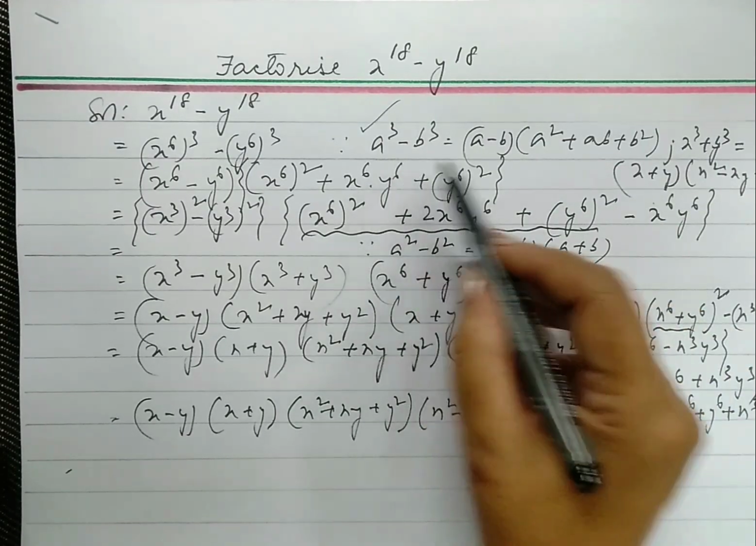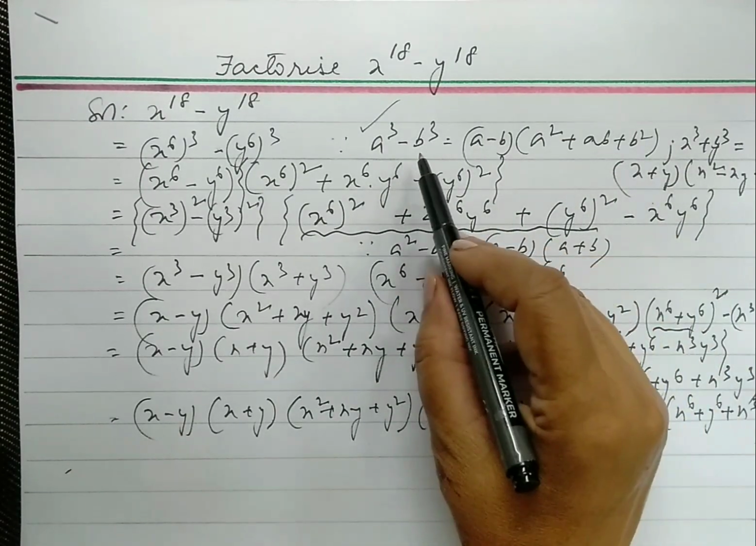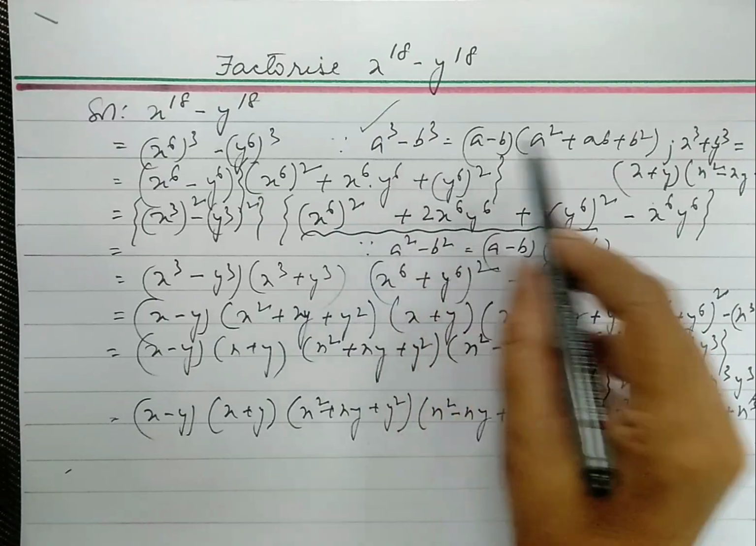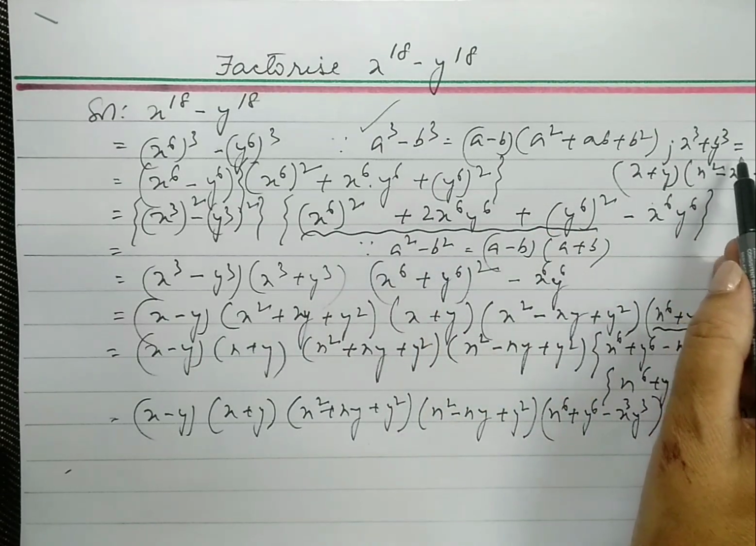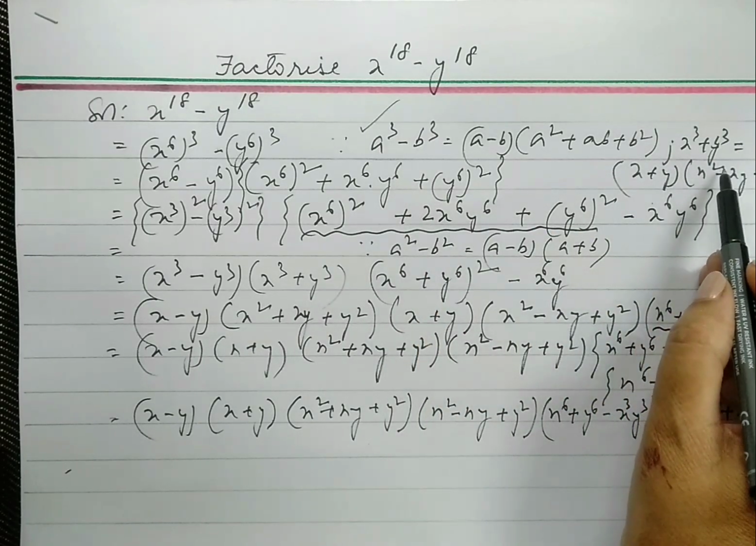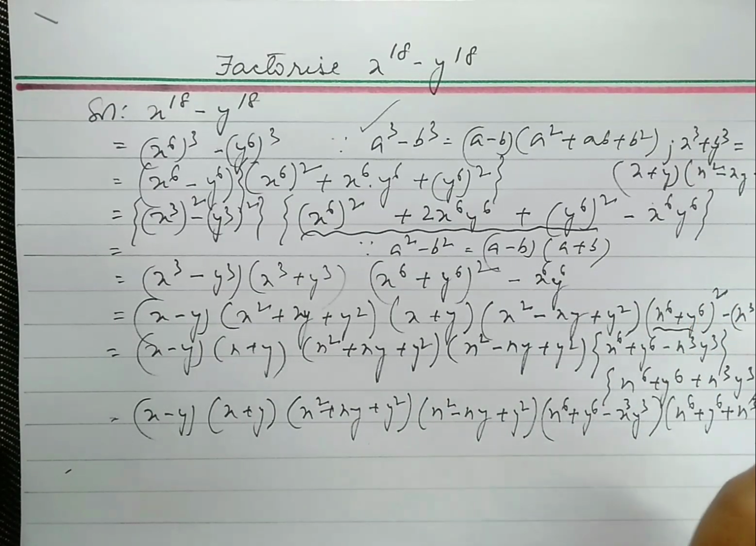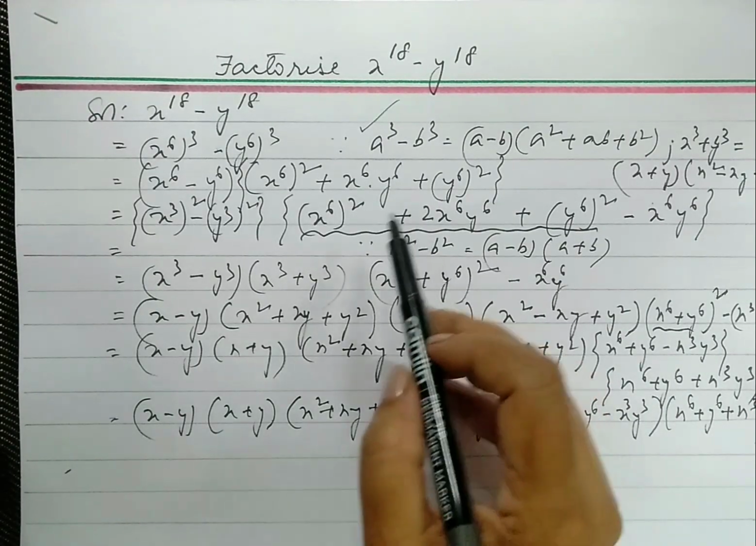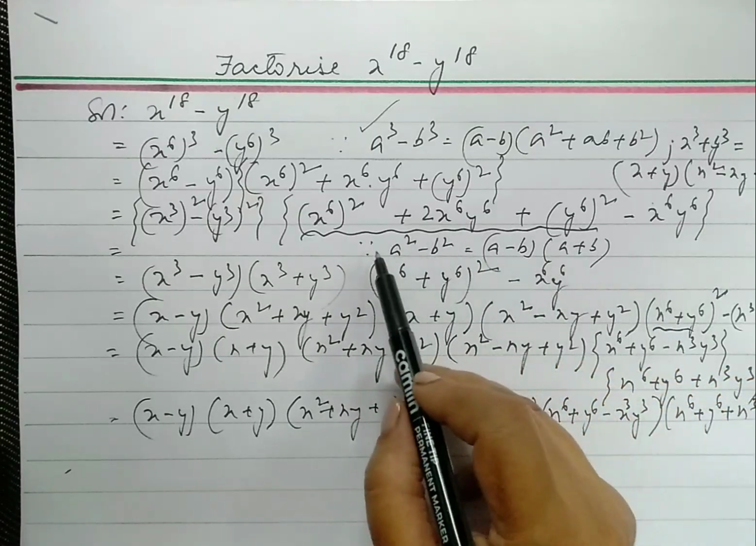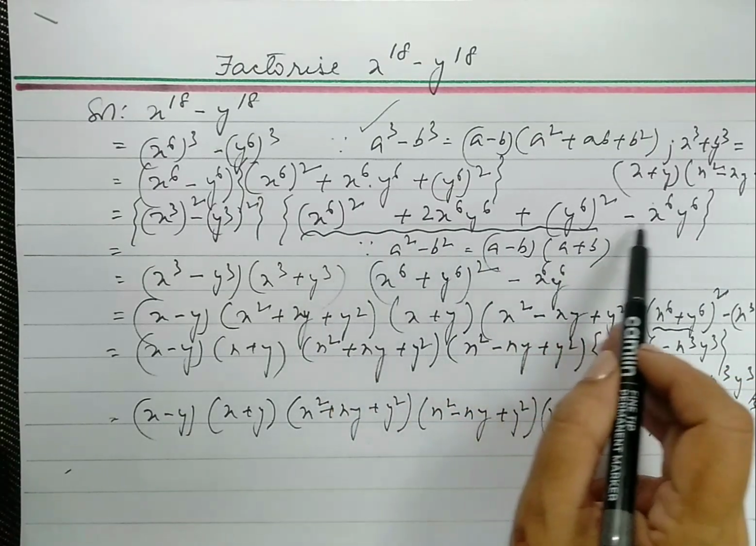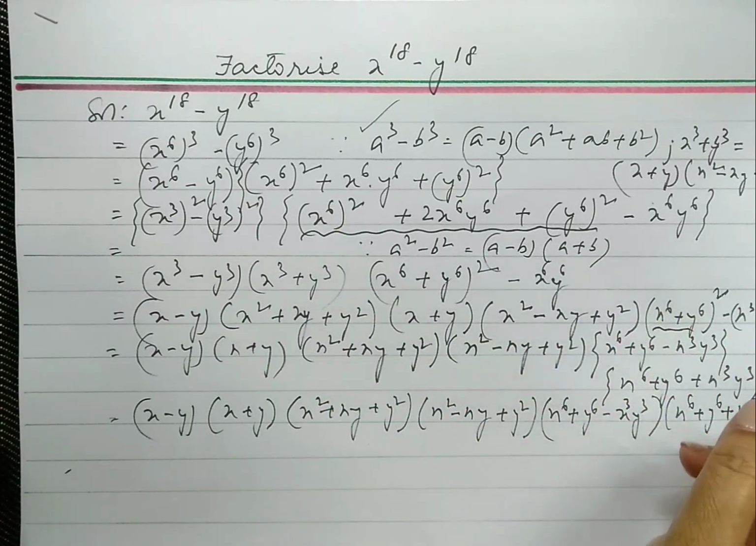Now there has been a usage of this identity. Then we have used the a cube plus b cube identity, a plus b, a square minus ab plus b square. All right. So this identity, second identity. Third, we needed to construe some trick to be able to make this also breakable into factors.